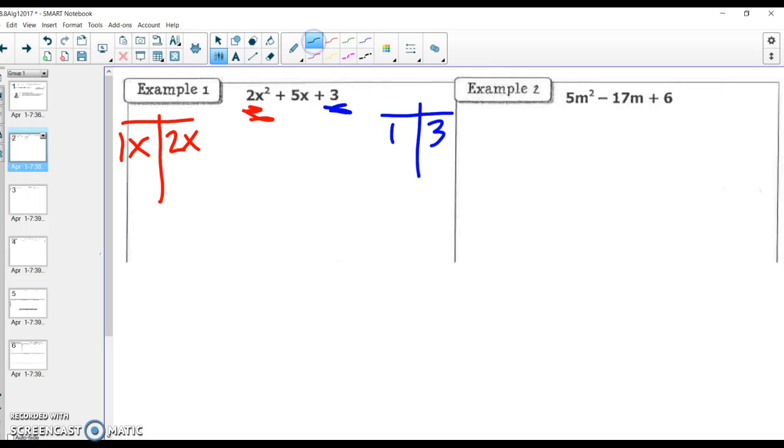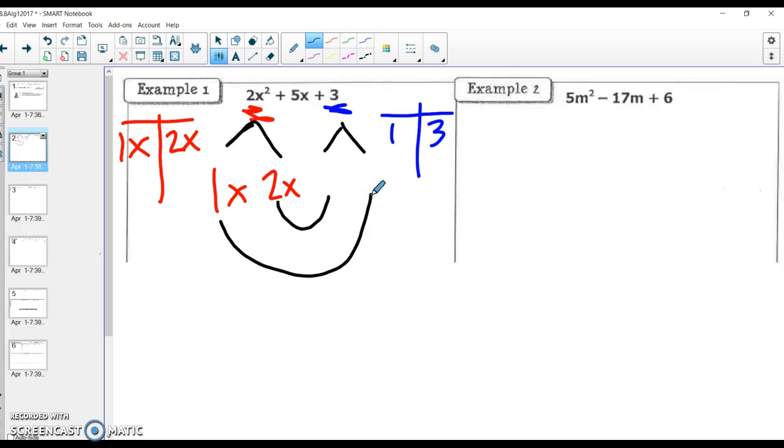Alright, so now what I'm going to do, I'm going to pull apart. And so I know that it's going to be 1x and 2x. Those are my only two options. And then I'm going to pull apart this 3. And what I want to happen is I want these two to go together and multiply, and then these two to go together. See how that looks like a little face? And when I add those two things up, these guys added up together are going to be 5x. So, thinking ahead, which way do you think it's going to go?